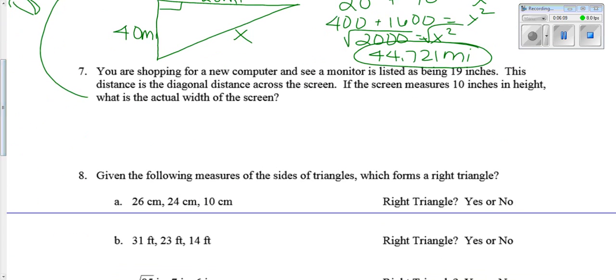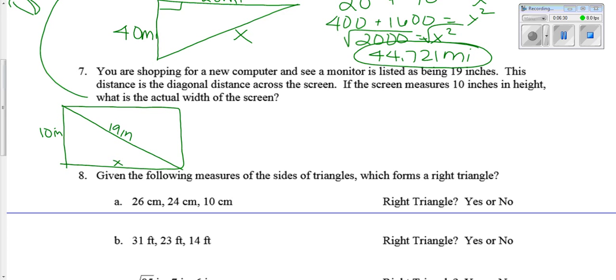Next one, you are shopping for a new computer. So here's our computer. And see, a monitor is listed as being 19 inches. This distance is the diagonal distance across the screen. So we know that this is 19 inches. We're looking, if the screen measures 10 inches in height, what's the actual width of the screen?